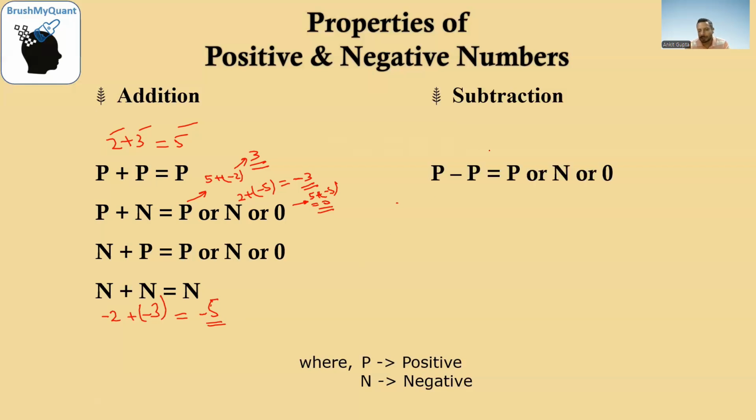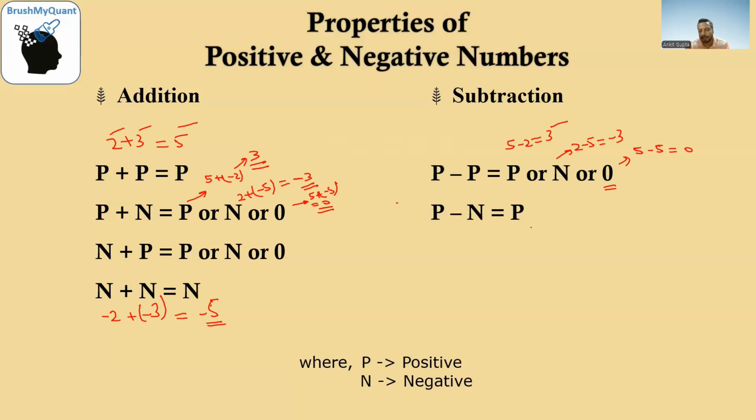Let's talk about subtraction. So positive minus positive can be a positive number, a negative number, or 0. In the first case, we can take the example of 5 minus 2, which is equal to 3, which is a positive number. In the second case, we can do 2 minus 5 to get a negative number, -3. In the third case, when we have to get a 0, we can take both the values as the same. So 5 minus 5 is equal to 0.